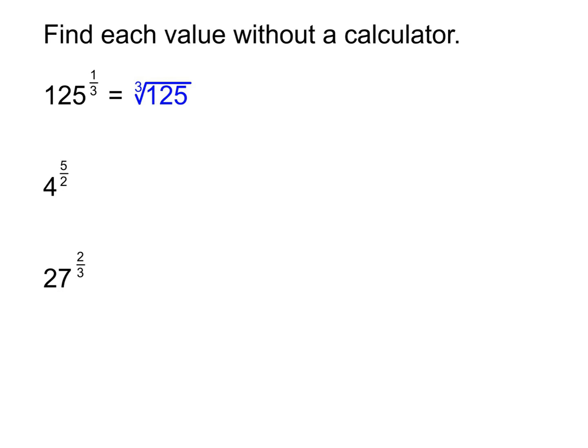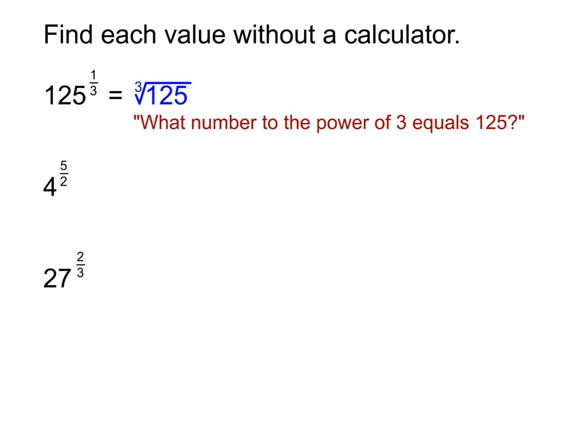That is actually something I can figure out, because it's saying what number to the power of 3 equals 125. And that's one of those values that's in your notes. So looking in your notes, that list of values you're going to need to memorize, what number to the power of 3 equals 125? Well, you should see in there 5 cubed equals 125, so it's 5. So 125 to the power of 1/3 is 5.